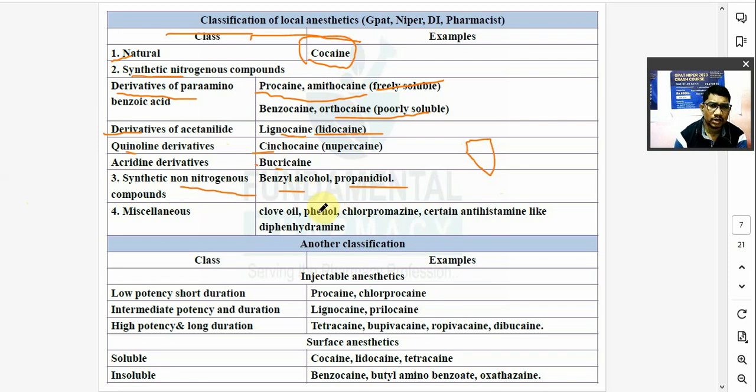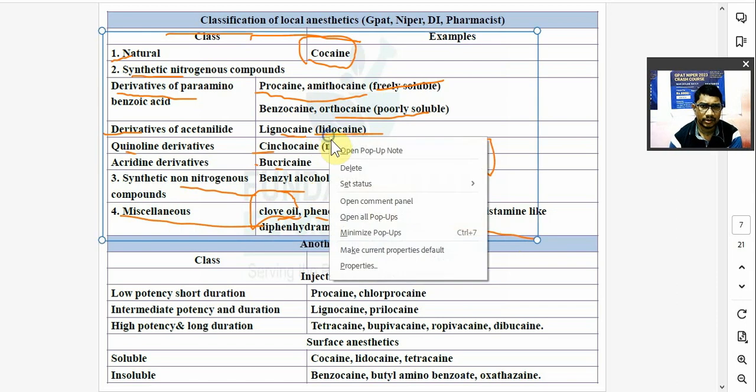So benzyl alcohol also is a local anesthetic. When applied locally, it will produce numbness. In the miscellaneous category, you are having clove oil. Clove oil क्या है? So it is used as a dental analgesic. Then phenol also has local anesthetic property. Then few drugs like chlorpromazine, certain antihistaminic drugs like diphenhydramine, they also have local anesthetic action.